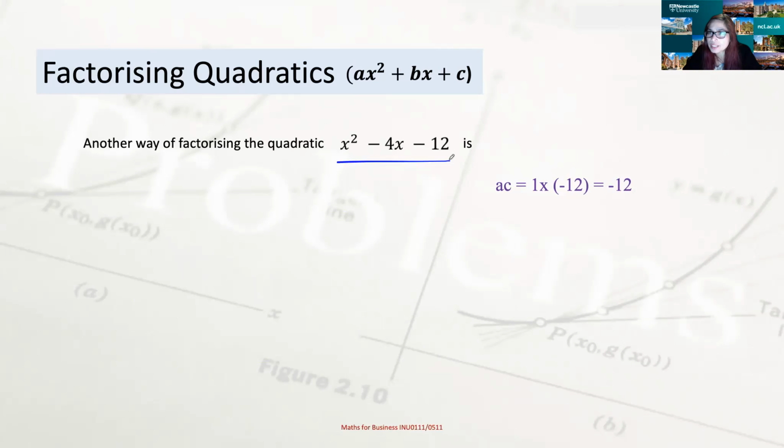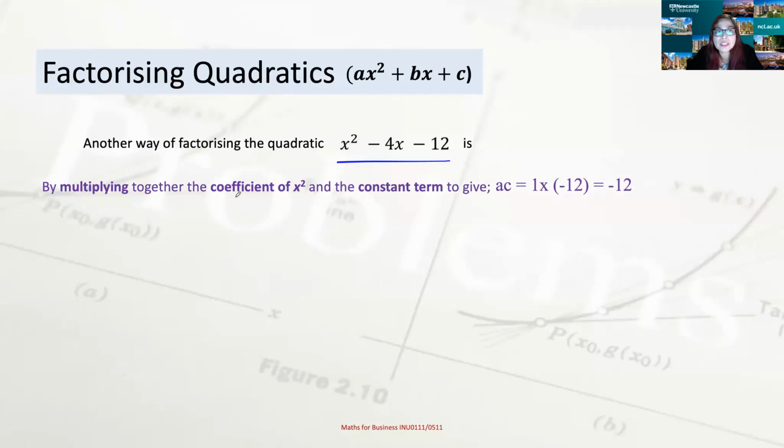But if there are complicated problems where it is not easy to factorize, I would prefer to use this method. You can use your method, it's completely all right. But if you think this method is easy, please go for it. By multiplying together the coefficient of x squared, a, which is 1, and the constant term c, which is minus 12, I multiply a and c and get minus 12.